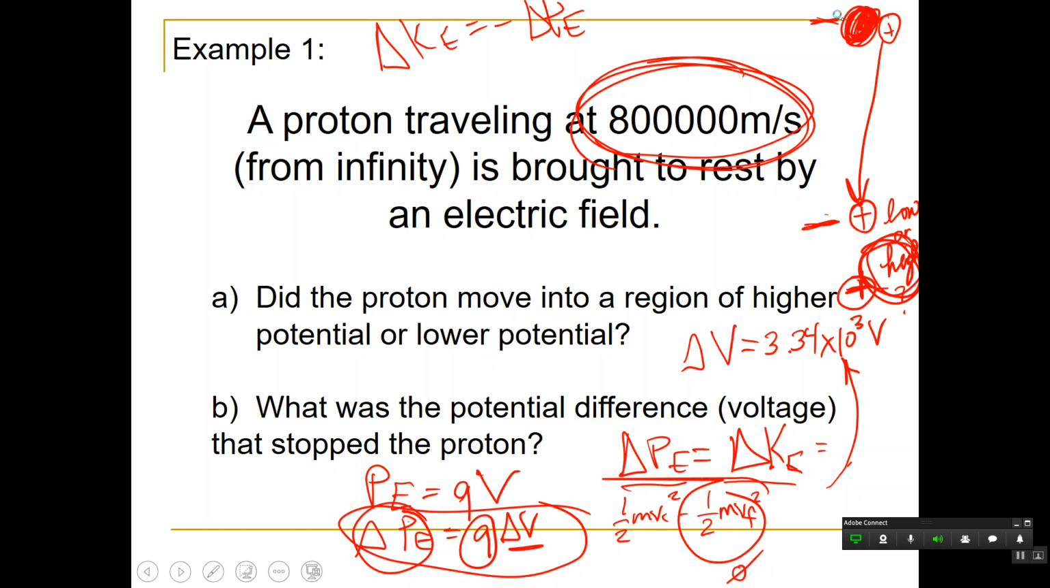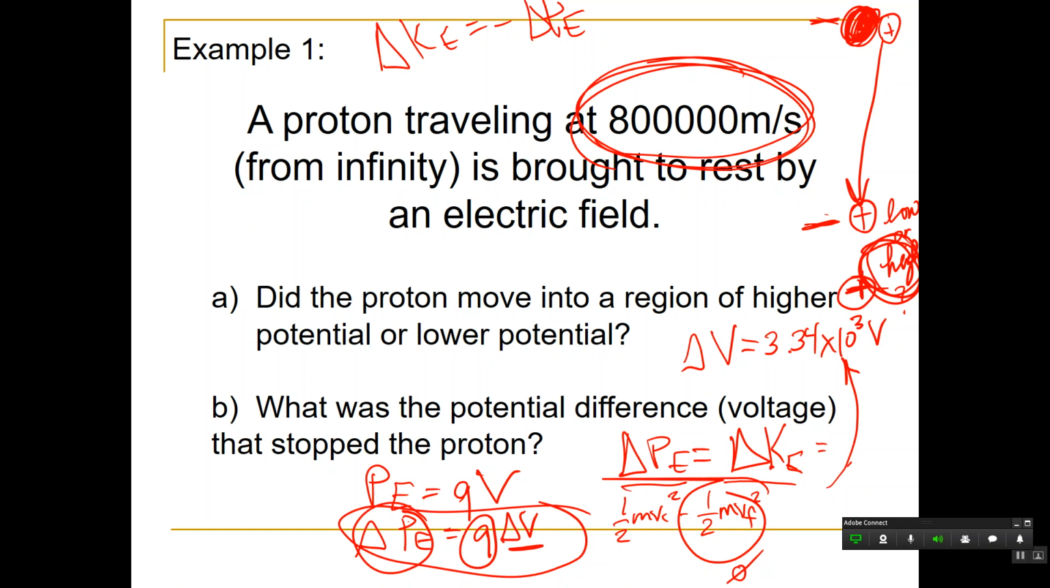Okay, so this is what's happening physically. In physics, that kinetic energy is getting converted to potential energy. All that kinetic energy it had from the start, from that 800,000 meters per second, is getting converted to potential energy. Now I have the potential energy, and for voltage, it's potential energy per charge, right? So I divided by charge to get the voltage, which is what the question is asking. Yeah, that gives you the voltage.